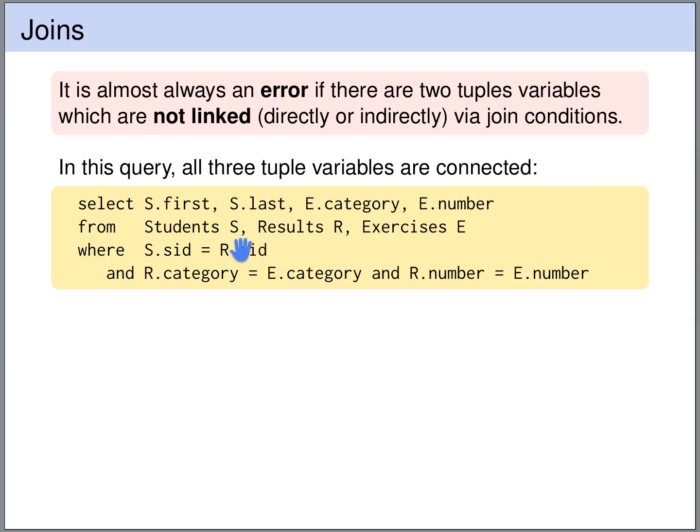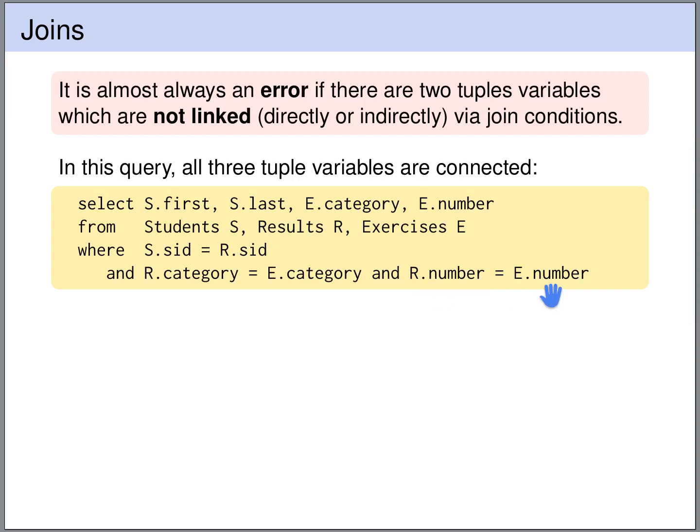Here we query 3 tables, the students table, the results table, and the exercises table, with tuple variables s, r, and e respectively. The first condition in the where clause is a join condition for s and r. It specifies that the SID of s needs to be equal to the SID of r. Next, we have a condition that joins r and e. It says that the category of r needs to be equal to the category of e, and the number of r needs to be equal to the number of e.